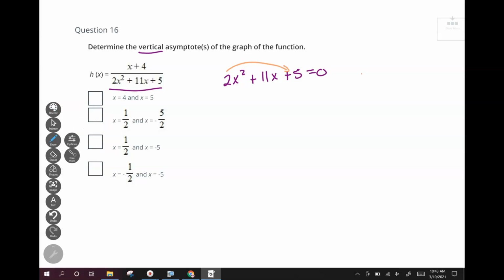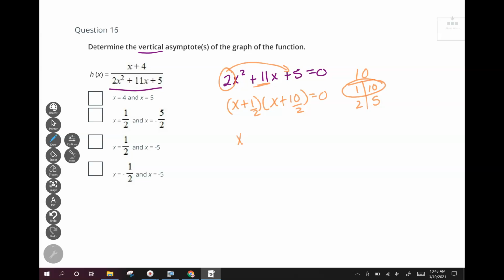So 2 times 5 is 10. So I'm looking for two numbers that multiply to 10 and add to 11. So that's 1 and 10, 2 and 5. I could do positive 1 and positive 10, so that'd be x plus 1, x plus 10. But because I multiplied by this 2 at the beginning, I need to divide by 2 right here. This is called the AC method.